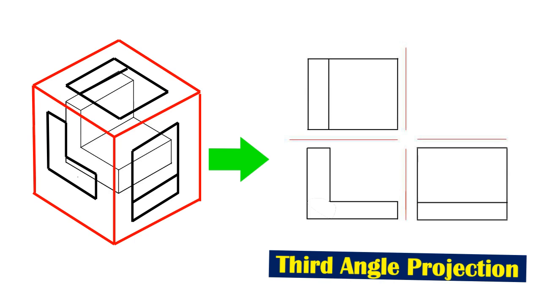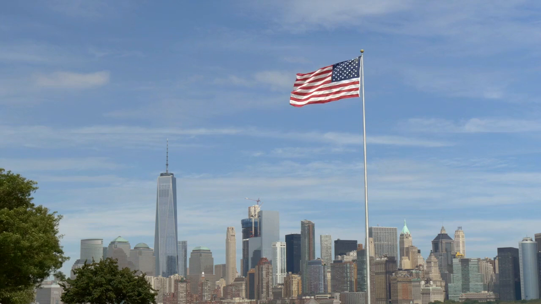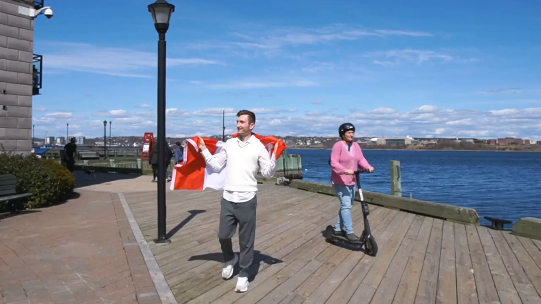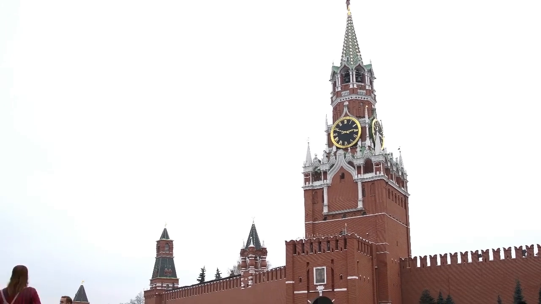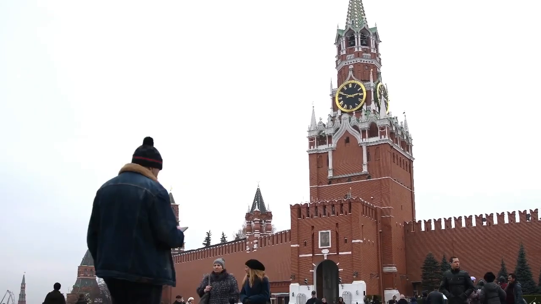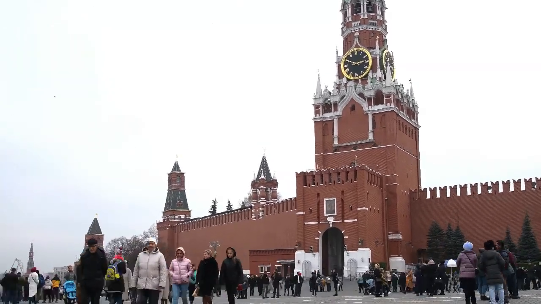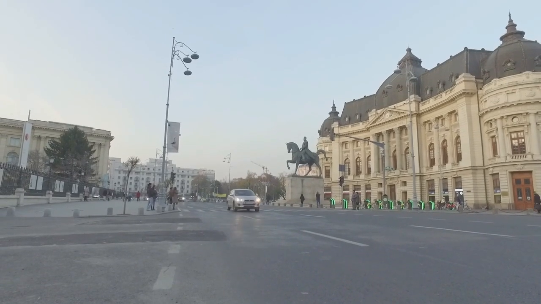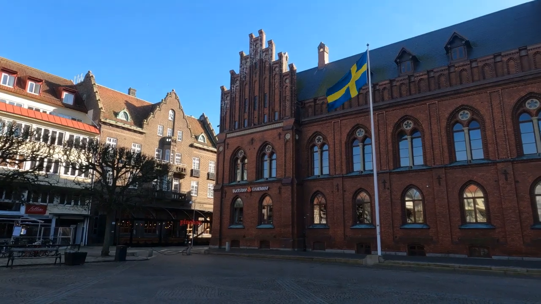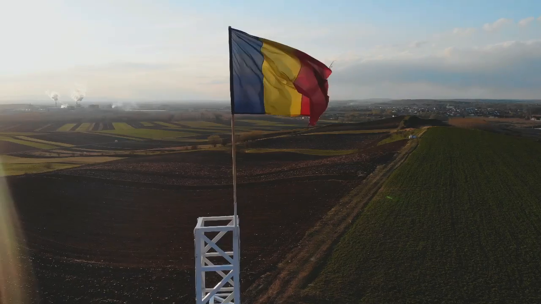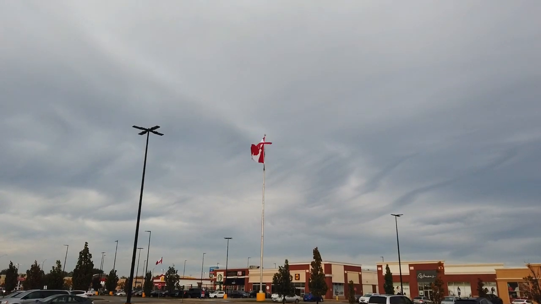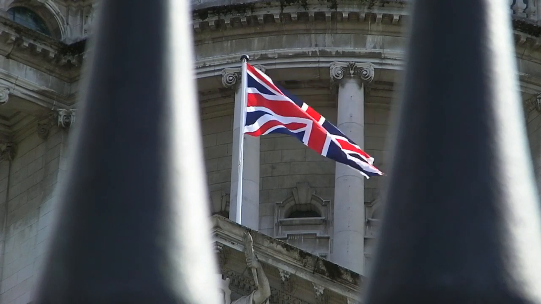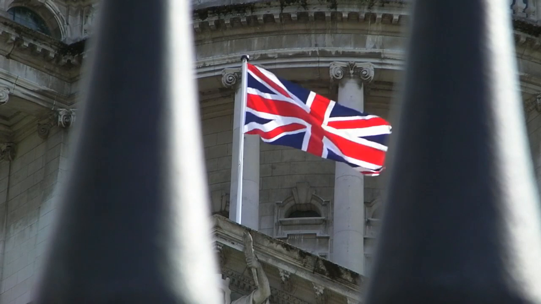Third angle projection is most commonly used in the United States, Canada, and other countries that follow the ANSI, American National Standards Institute, standards. On the other hand, first angle projection is more common in Europe and countries following ISO, International Organization for Standardization, standards. So, if you're working in the US or Canada, you'll likely use third angle projection. But it's important to know both methods, especially if you're working on international projects.